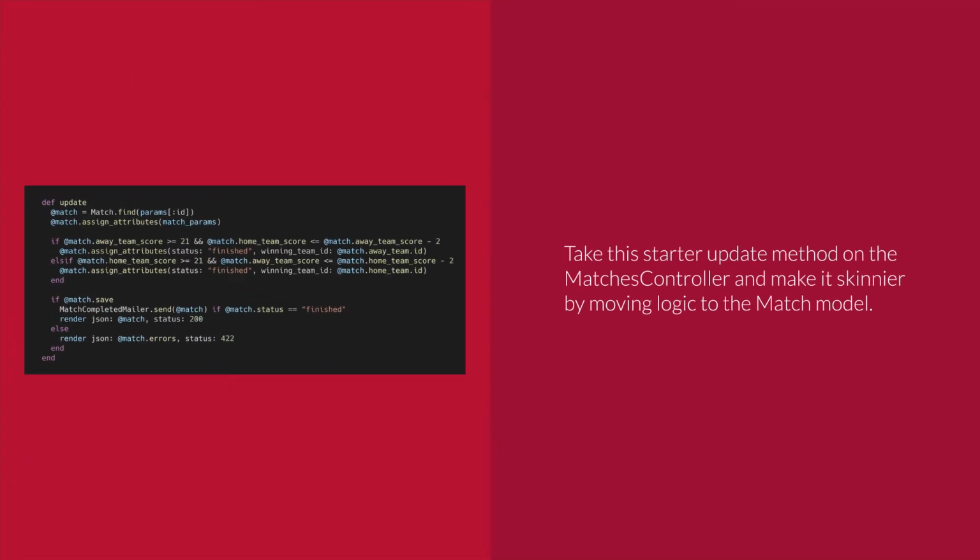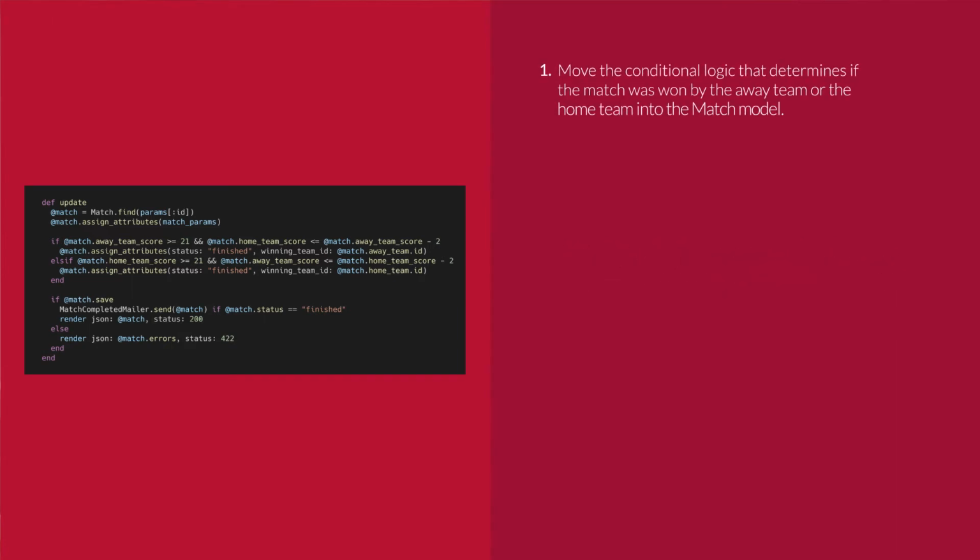Now, you need to take the starter update method on the matches controller and make it skinnier by moving logic to the match model. You'll need to move the conditional logic that determines if the match was won by the away team or the home team into the match model. In the controller, you'll use the newly defined model methods for determining who won.